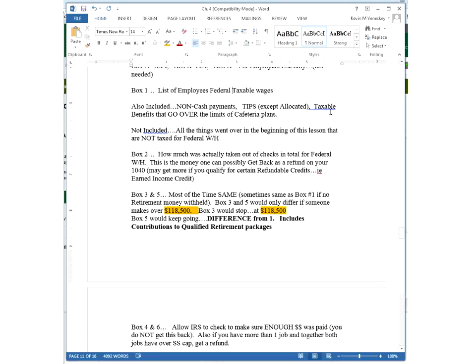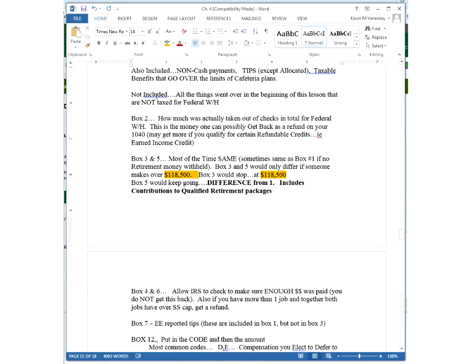And you see some of the other items that are going to go into box 1, and then some items that are not going to go into box 1. So all the things that we looked at last week, basically at the beginning of this lesson, would not be included. Things like the flexible spending would be another example, or child care money being put back to pay for child care.